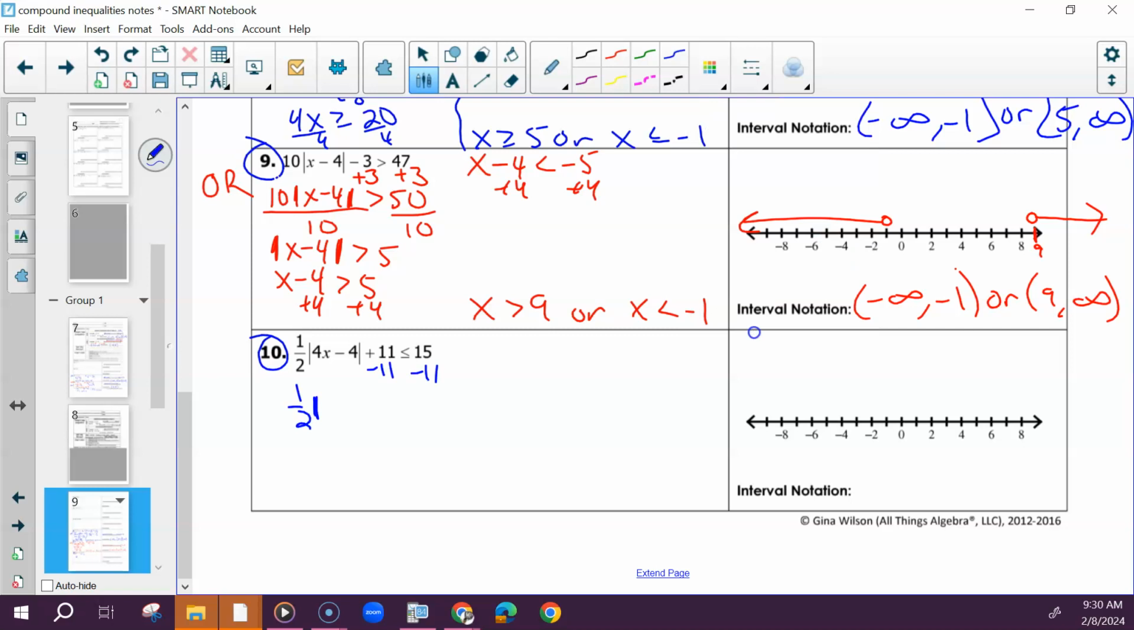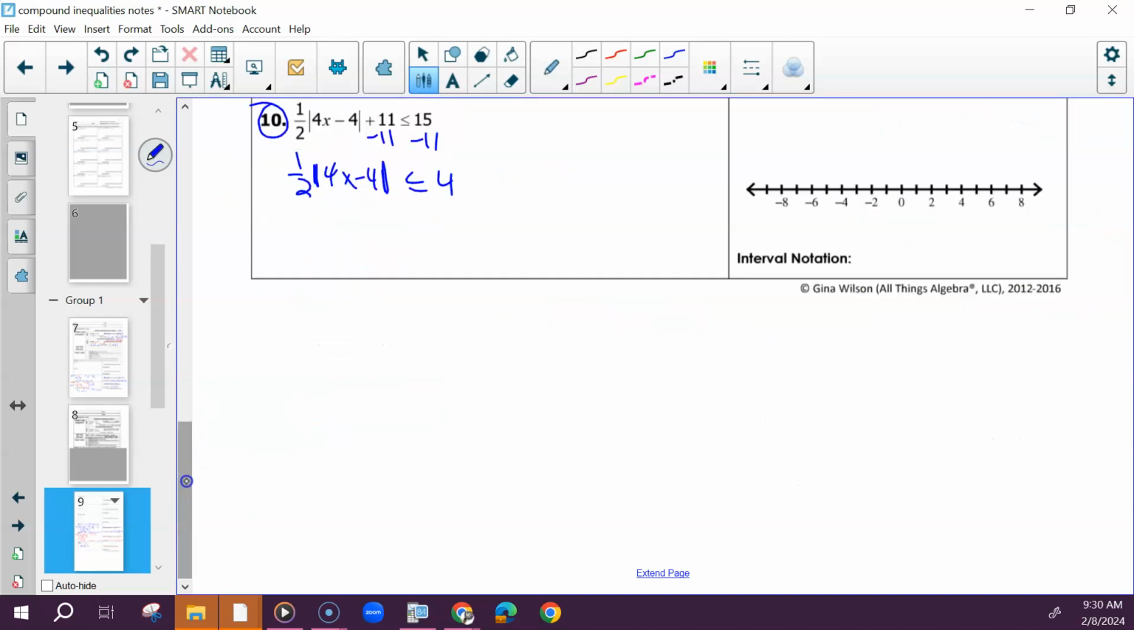We have 1/2 times the absolute value of 4x minus 4 is less than or equal to 4. And then to get rid of the 1/2, instead of dividing, we could do what? Multiply by 2. So we should, at this point, just be multiplying by reciprocals. The sign did not change, so it's still less than or equal to, which means this is an and. So then when we set up our 2 cases, I'm just going to write it in condensed form. If you want to write the 2 and then put it in condensed, you can do that. So I have negative 8 is less than or equal to 4x minus 4, which is less than or equal to 8.